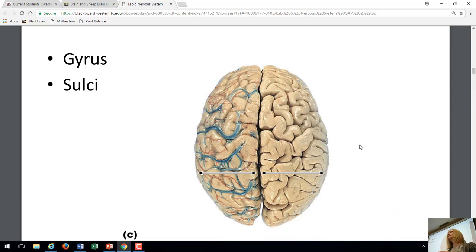So the brain is made up of gyri and sulci, and those just provide extra surface area for these neurons to make connections throughout the brain. So a gyrus and a sulcus. The gyrus is the rise, the sulcus is the valley in that tissue. And the more grooves we have in the brain, the more advanced mental processing that can occur.